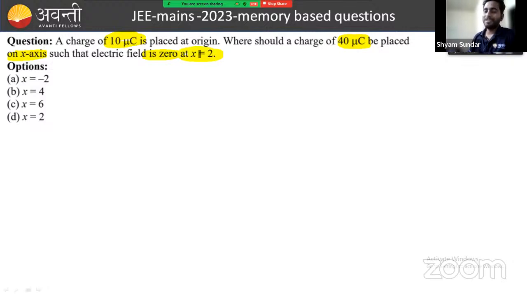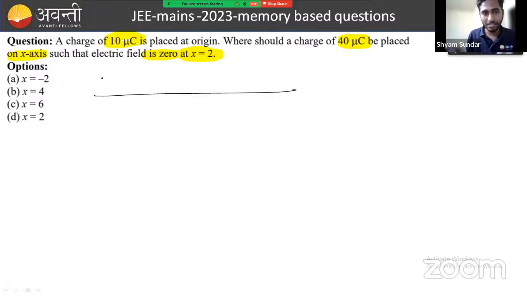Previously what they were doing: one charge is kept at one point, another charge at another point. Then they give the distance between the 2 charges, and ask where along the line joining them the electric field intensity will be 0. But this time they have not given it in that common pattern. They actually twisted it.